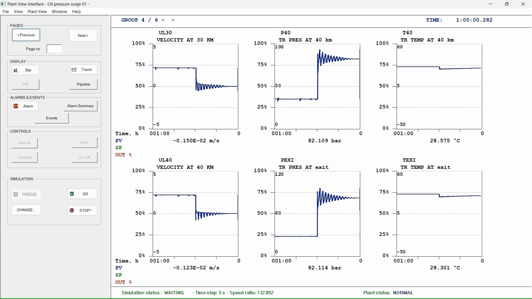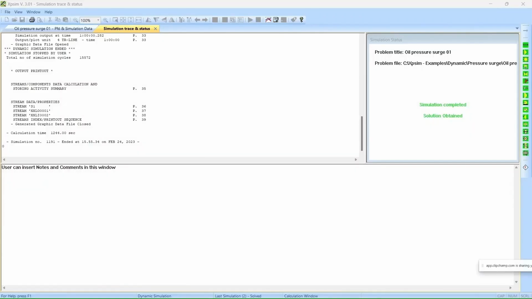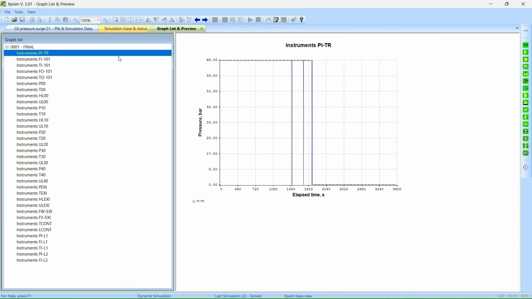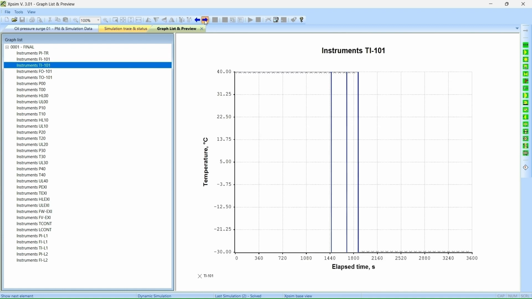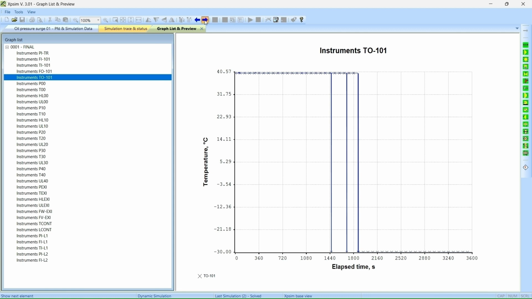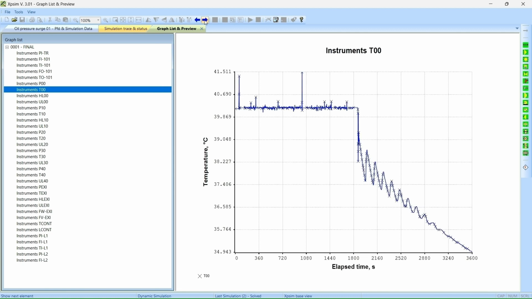At 1 hour the simulation is frozen, and the user can realize that pressure oscillations are completed. The user has stopped the simulation and the plant view window has been closed. All the graphs generated during the simulation can be opened and browsed. The user can get a rapid overview of all the generated graphs of the 35 instruments defined.